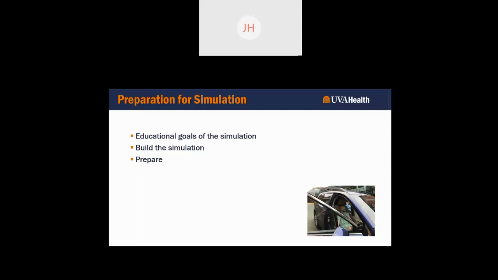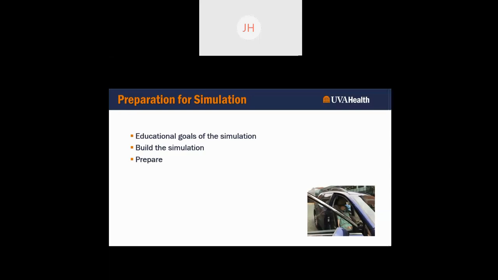The way the scenario is built, the way we are hoping that people will go through the simulation, all of that is driven by the educational goals. Why we're doing this. And then you build the simulation around that. Once you've got your scenario, this is the way we think it's going to go. You can prepare for it.